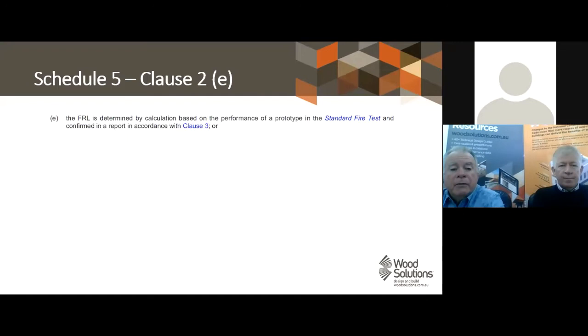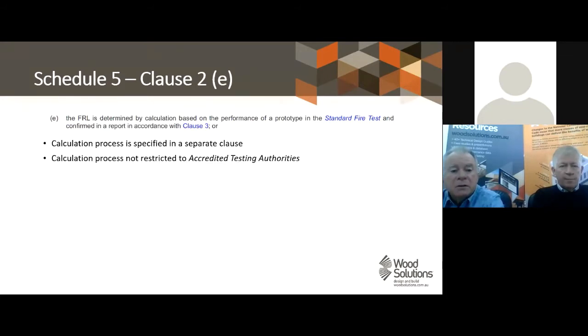The fifth option, the FRL is determined by calculation based on the performance of a prototype in the standard fire test, confirmed in a report in accordance with clause 3 of Schedule 5. The calculation process is specified in a separate clause, as we say, clause 3. The calculation process is not restricted to accredited testing authorities. And subclause E is understood to be utilised by timber product suppliers at present.